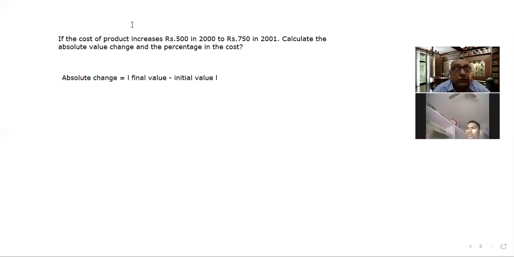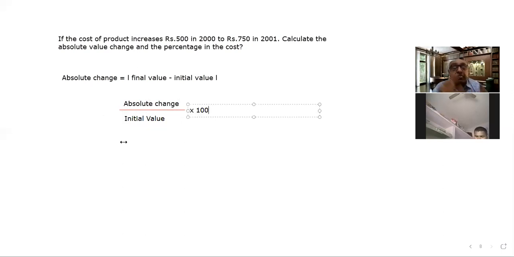So if we need to find the percentage change, then percentage change would be equal to absolute change divided by the initial value multiplied by 100. Absolute change divided by initial value, multiplied by 100. So that is the percentage change we can say.